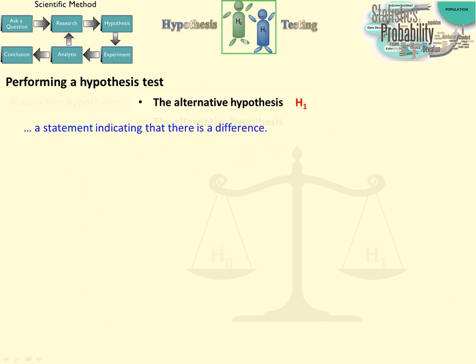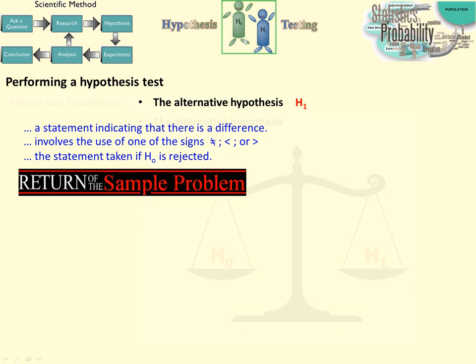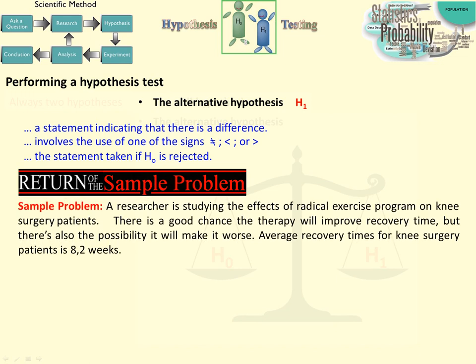Let's look at the alternative hypothesis. It indicates there is a difference. It involves the use of anything but an equal sign: not equal to, less than, or greater than. And it is the statement taken if H0, the null hypothesis, is rejected. Right, let's go back to our sample problem.